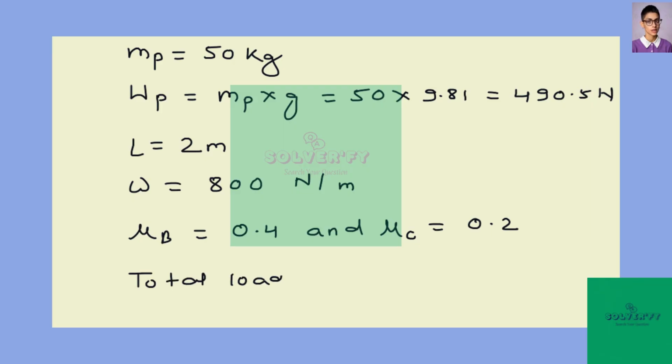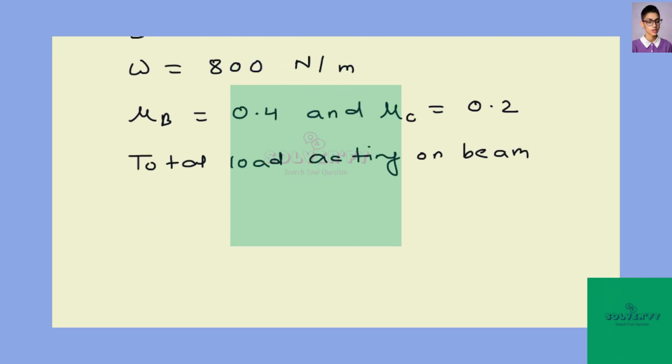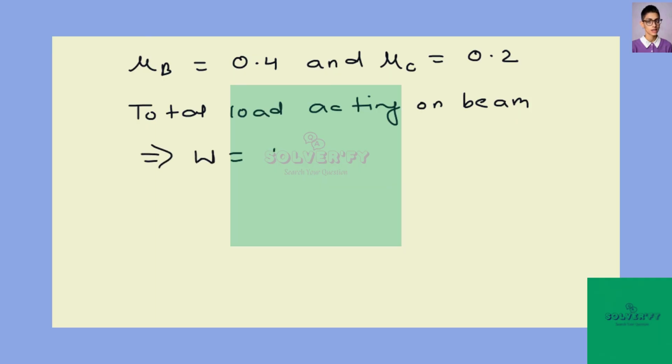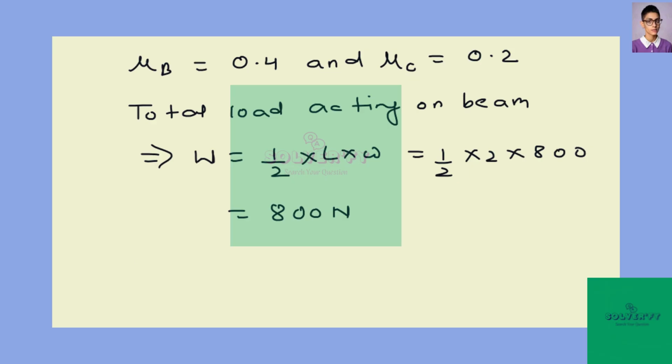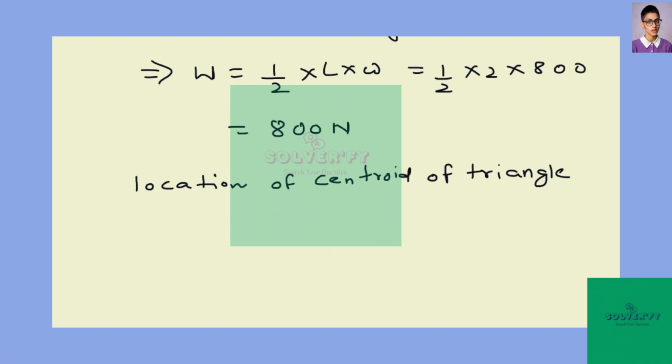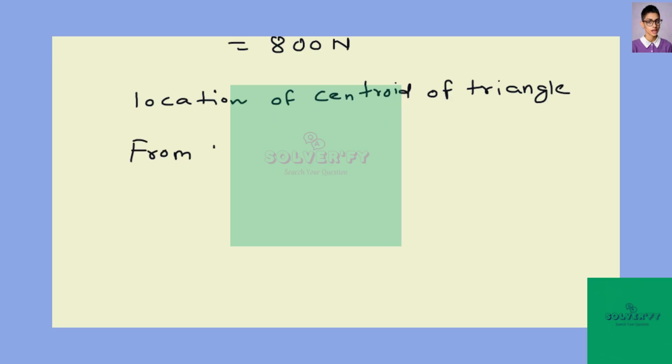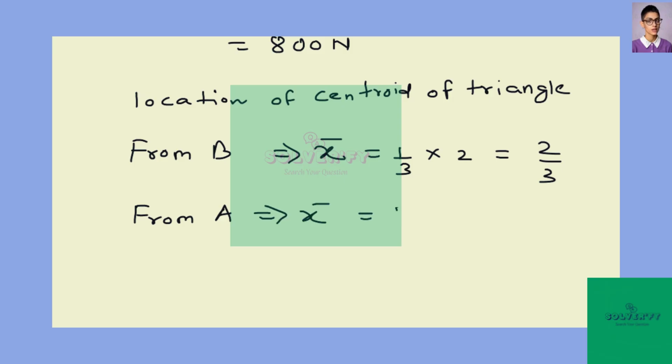Now total load acting on the beam, W is equal to 1 by 2 into L into w is equal to 1 by 2 into 2 into 800 is equal to 800 Newton. Now location of centroid can be calculated as, from B we have x dash is equal to 1 by 3 into 2 is equal to 2 by 3. From A we have x dash is equal to 2 by 3 into 2 is equal to 4 by 3.